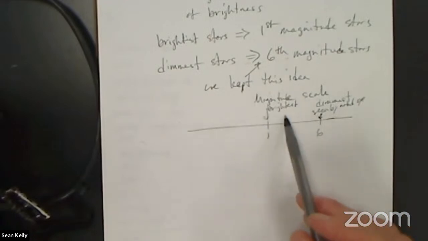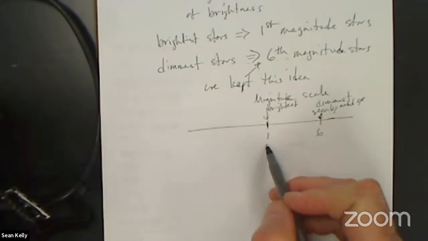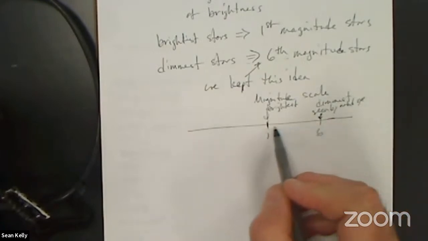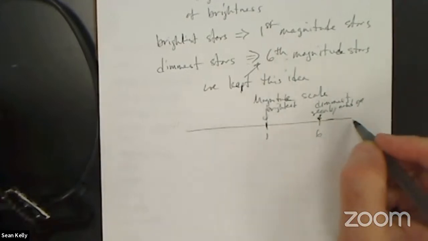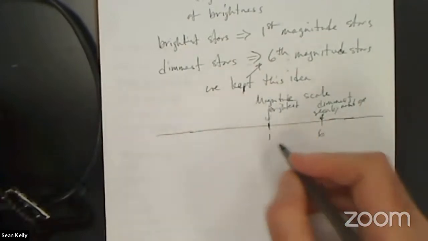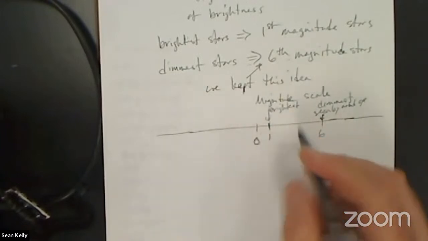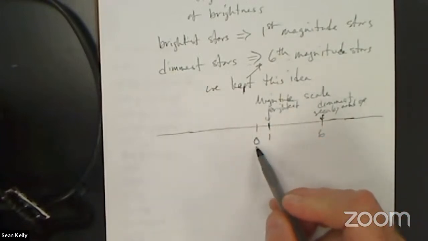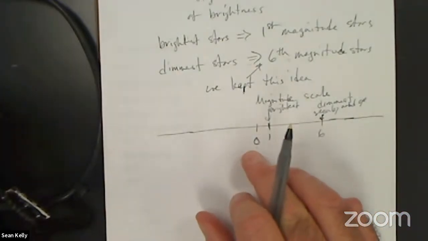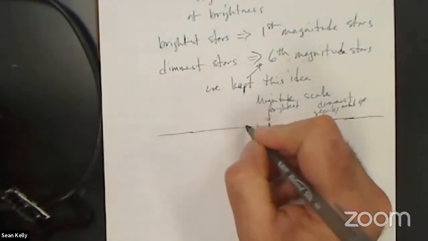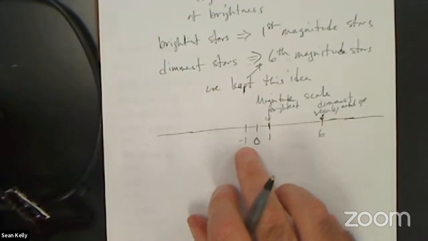But apparently Hipparchus was not very widely traveled because there are stars brighter than a one. So as you go lower on the scale, the things get brighter. So what do you do if you go lower than one? Well, you go to zero. Zero is lower than one. A zero magnitude star is brighter than a one magnitude star. But again, that's not the brightest star. And so it turns out you need to go negative. So things with negative magnitudes are really bright, okay?